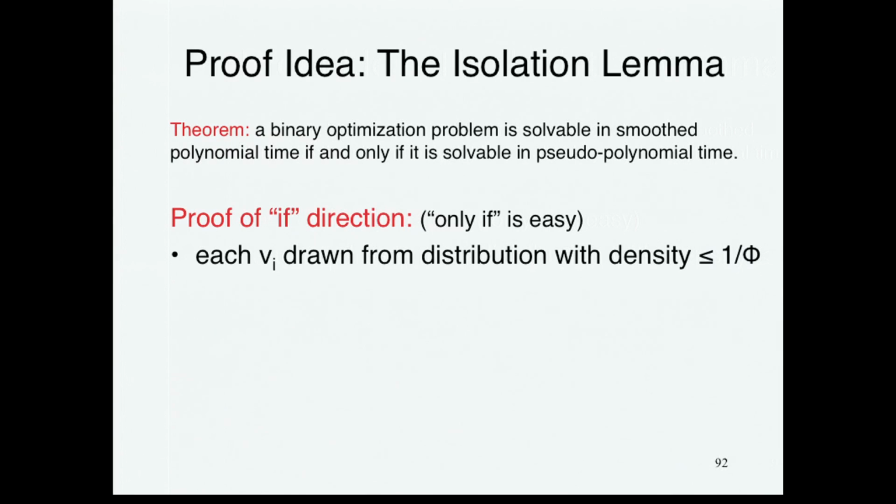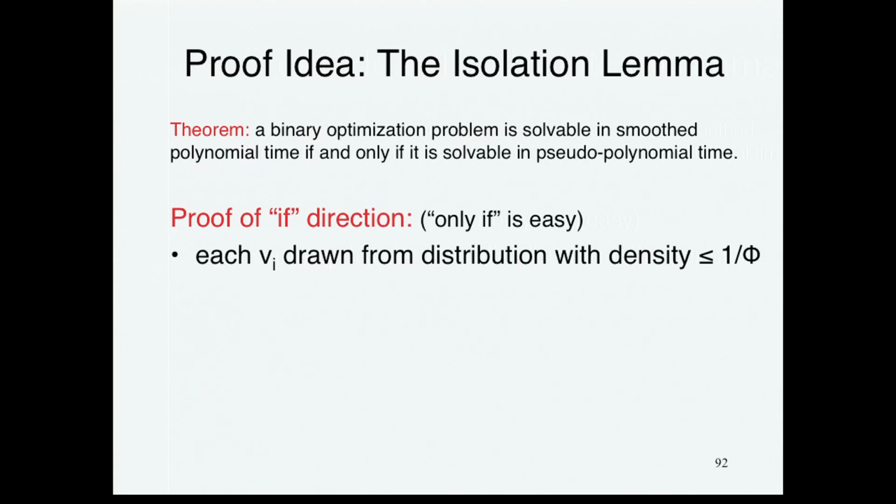So what about the if direction? The hard part is to say, suppose the only thing you know about this binary optimization problem is that I give you a black box that solves it optimally in pseudo-polynomial time. That is all you know. And you have to prove that there's perhaps some other algorithm which runs in the smooth sense in polynomial time for randomly perturbed VIs. Again, think of the VIs as lying, say, uniformly in some interval of inverse polynomial length. So think of this as polynomial. Okay?